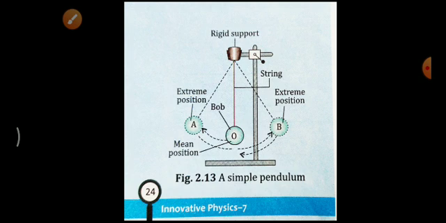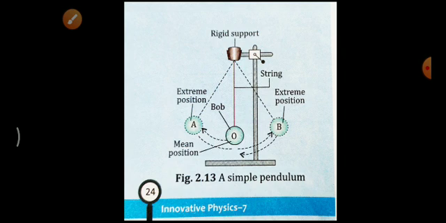So if we try to oscillate that pendulum from A to B or B to A, then it starts oscillating. So what will happen here? One mean position is there and two extreme positions are there. Here you can see that A and B are the two extreme positions and one mean position is there, and that is when the simple pendulum is not moving anywhere, when it is in a state of rest, at that time that position is called the mean position.